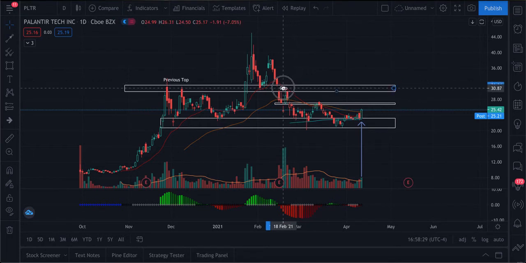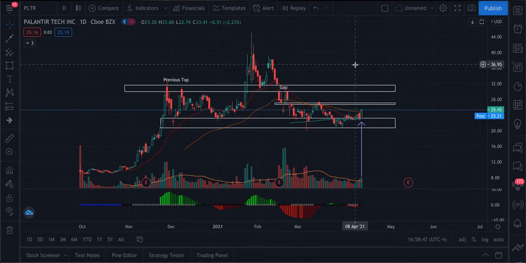Right over here. Put it right here. So from here, I want to see if it breaks this level, which is around 27. And then if it could go over this gap into the 30s, because 30 has been a pretty tough level to break over. So that's what I'm looking out for.